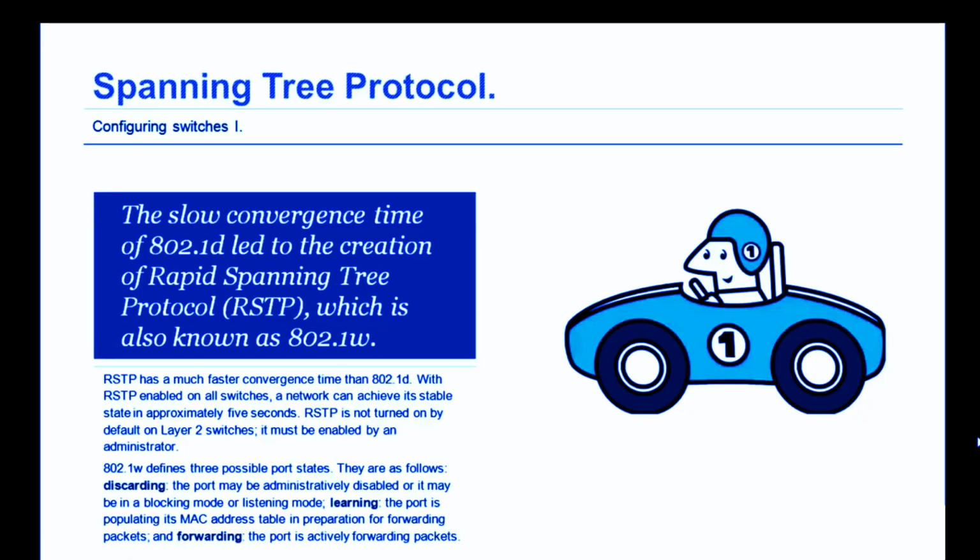Instead of 5 possible port states, RSTP defines 3 possible port states. The first of these states is discarding. In this state, the port may be administratively disabled, or it may be in a blocking mode or listening mode. The next state is learning. In this state, the port is populating its MAC address table in preparation for forwarding packets. And the final state is forwarding. In this state, the port is actively forwarding packets.